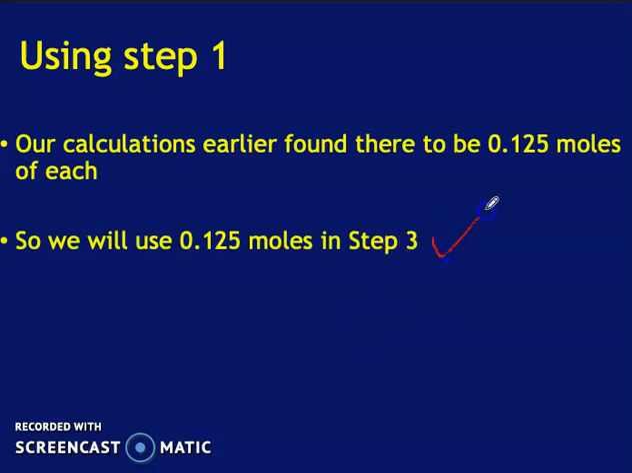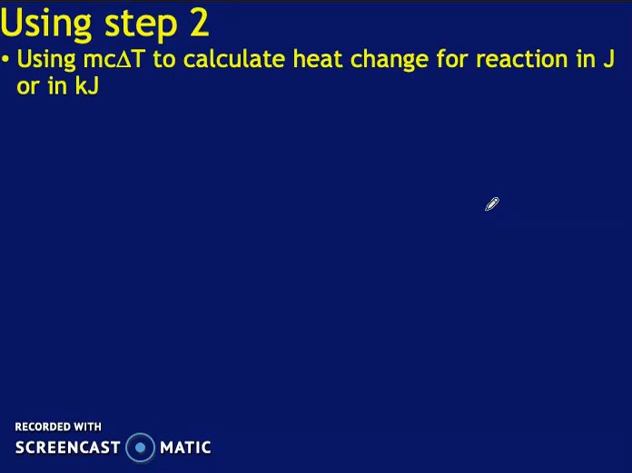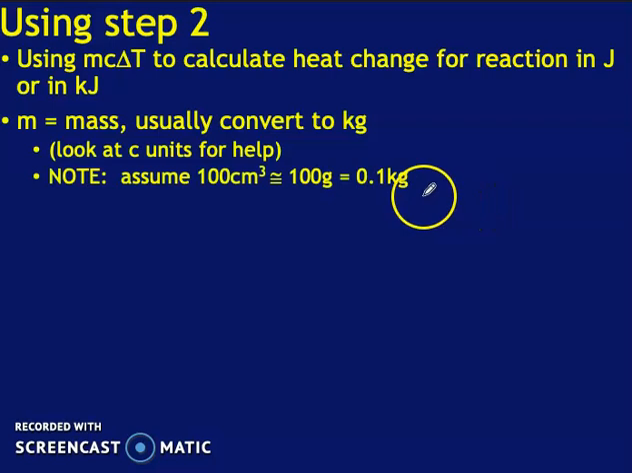So congratulations, us, tick. For step 2, there's a lot of things here that you just need to get your head around. So MC delta T is the formula. The M is mass, and usually we have to convert to kilograms. Again, you just need to look at your C units, and C is coming up next for help. And I've already referred to this, but whatever volume you have, you assume that's the same amount of grams, and then you just convert that to kg by dividing by 1,000.